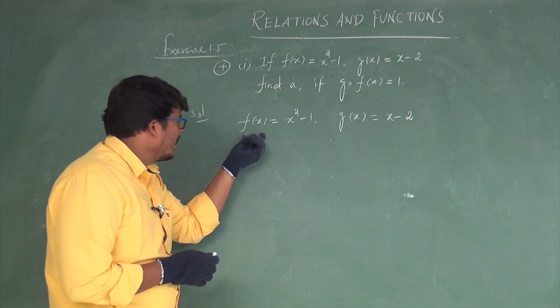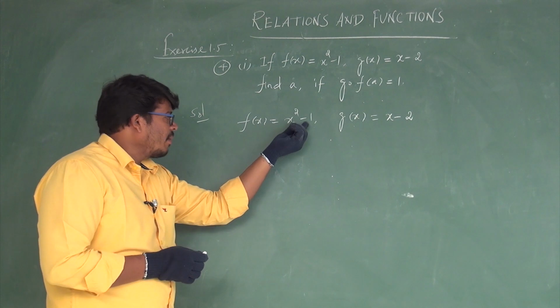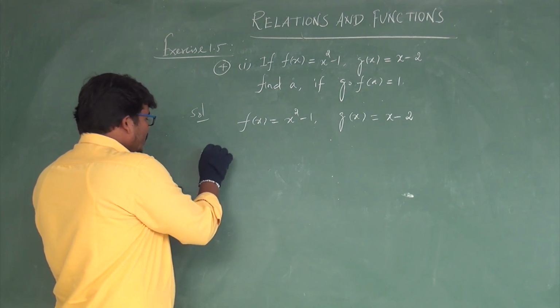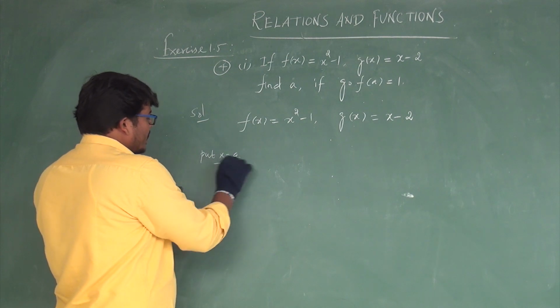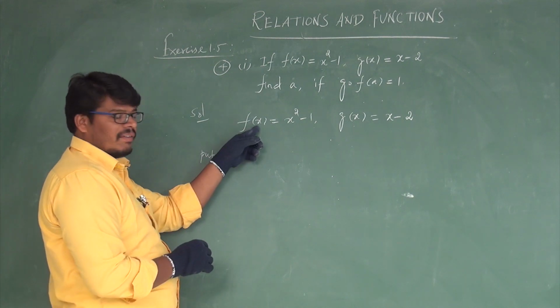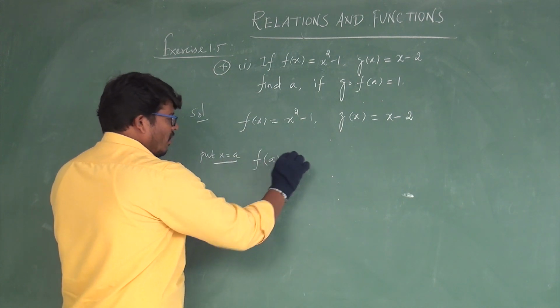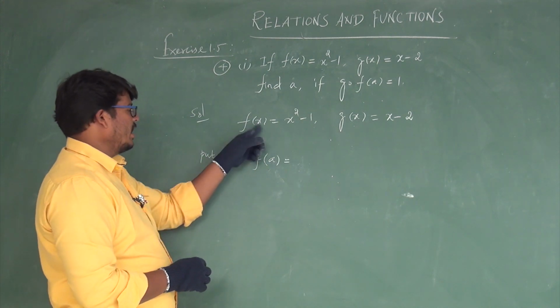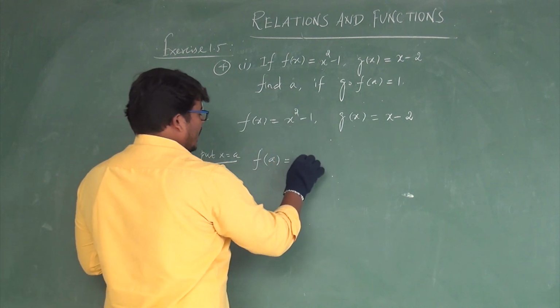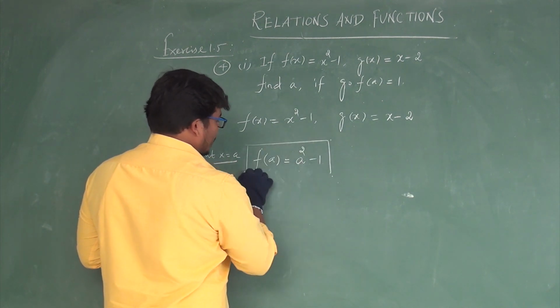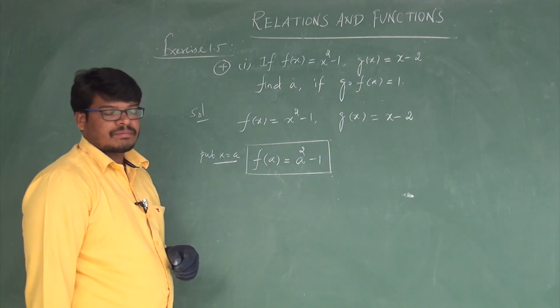Already f of x is given. f of x equals x squared minus 1. Now find f of a: put the value x equal to a and substitute in f of x. That is, f of a equals a squared minus 1. This f of a value is a squared minus 1.